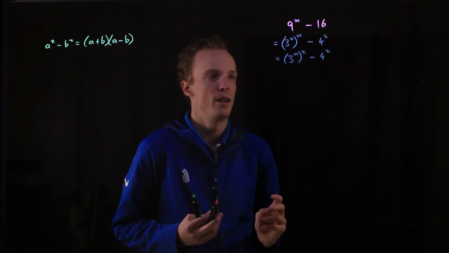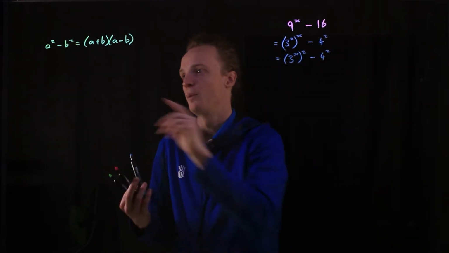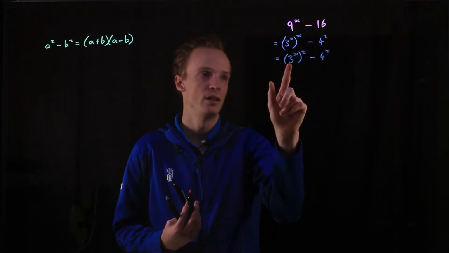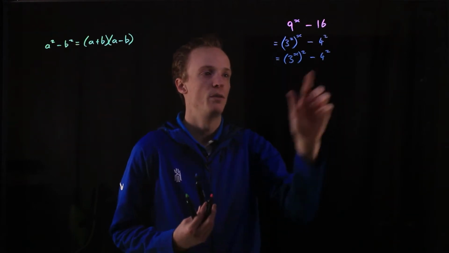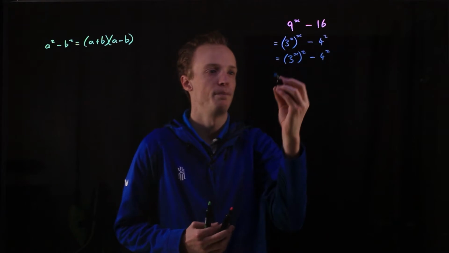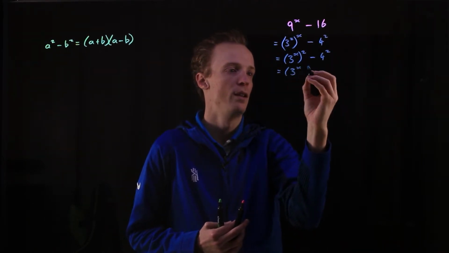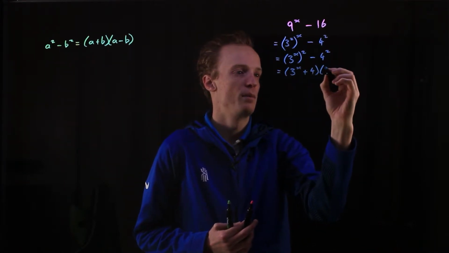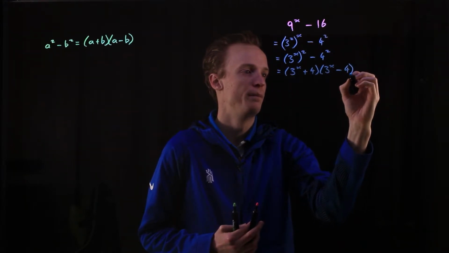So what I've now got is a value that's squared, subtracted by another value that's squared, which is the same as what I've got here. Except my a in this situation is equal to 3 to the power of x, and my b in this situation is equal to 4. So I can now factorise it into these brackets here, where my a is going to be 3 to the power of x, added with that 4, and then 3 to the power of x subtracted with that 4.